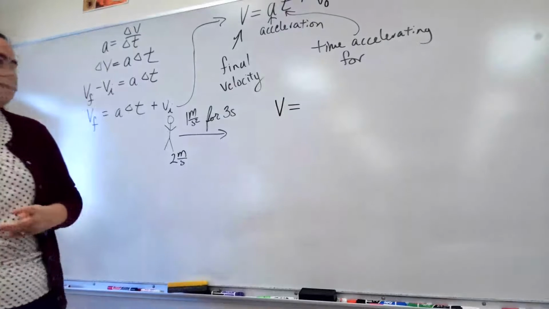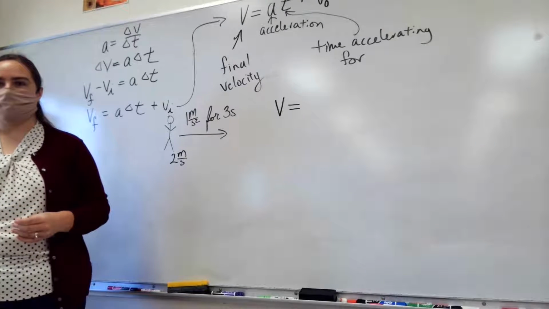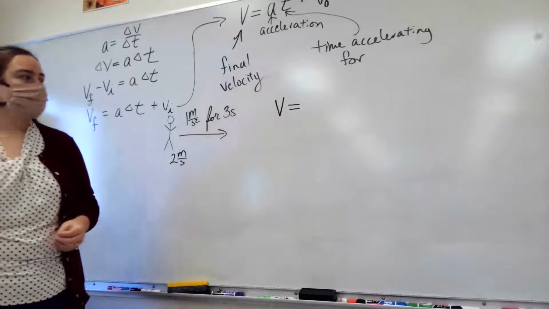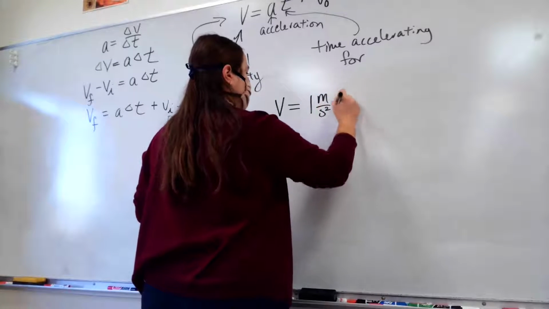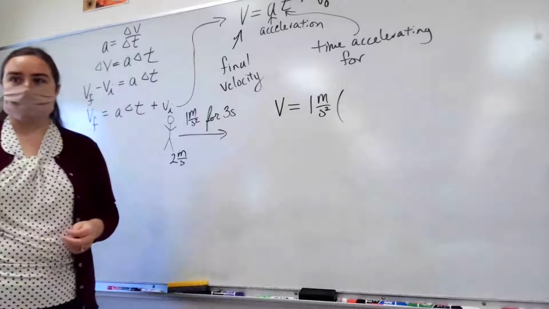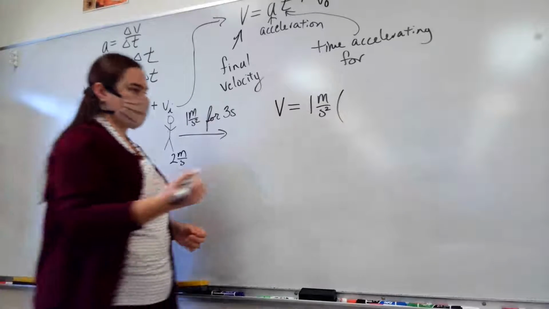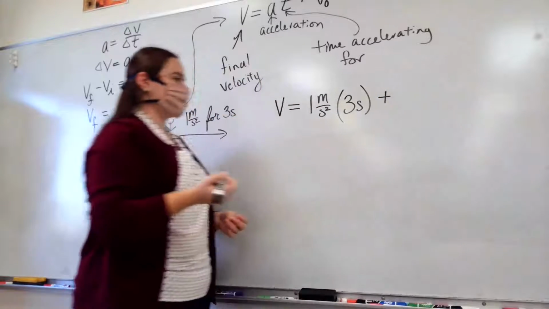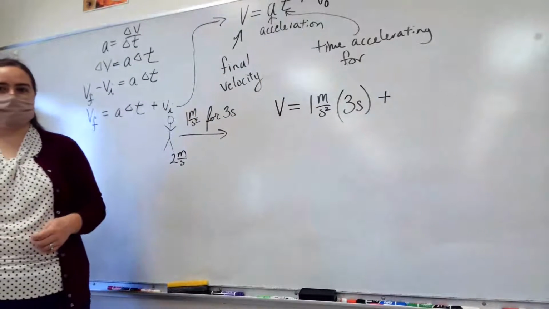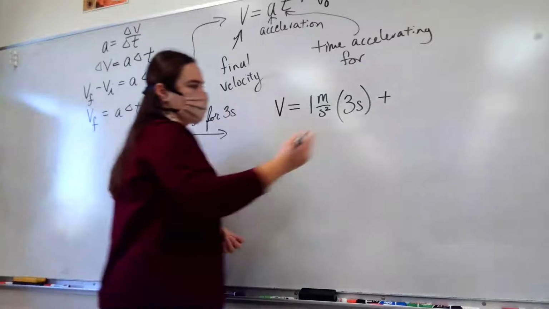So we're going to say our velocity equals, what's our acceleration? 1 meter per second squared. What's our time? 3 seconds. And our initial velocity? It's 2.